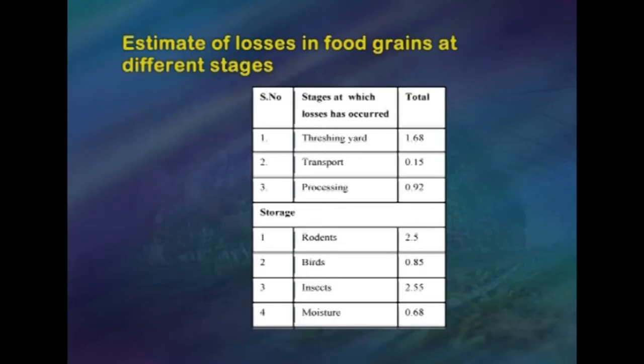In the threshing yard, the loss is seen to be 1.68%, in transport 0.15%, in processing 0.92%. During storage, the loss by rodents is 2.5%, by birds it is 0.85%, by insects it is 2.55%, and due to moisture it is 0.68%.